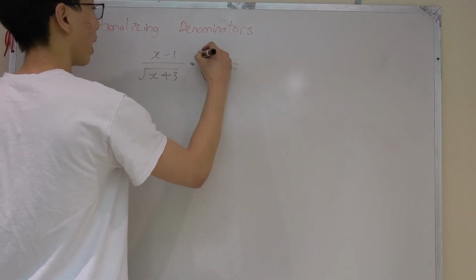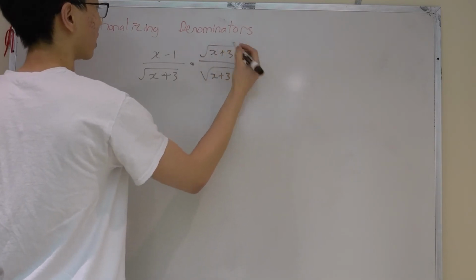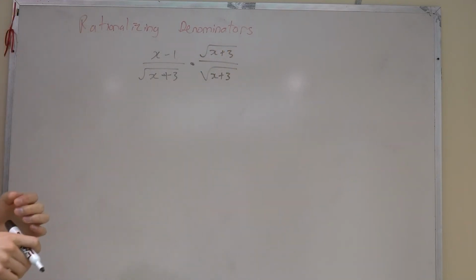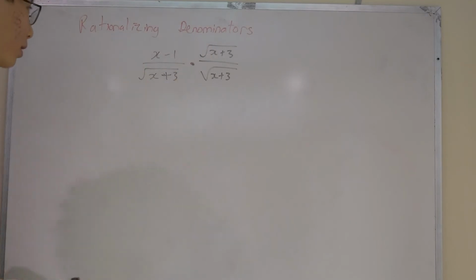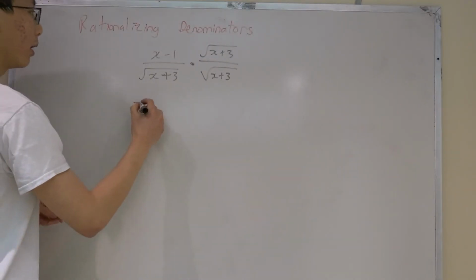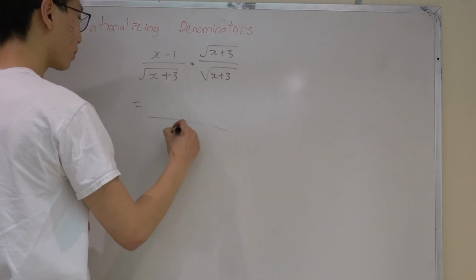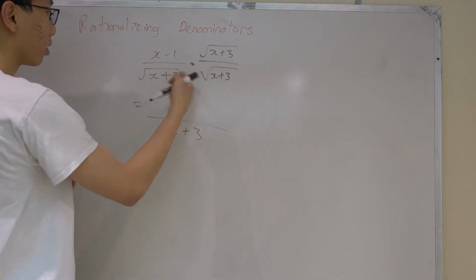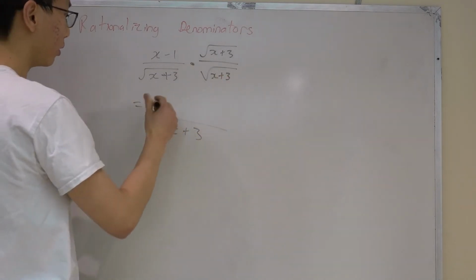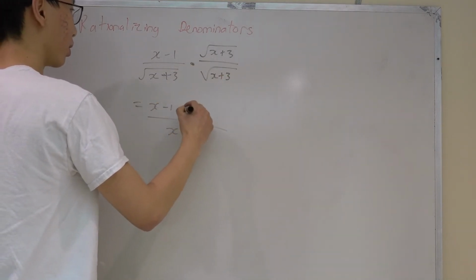Obviously, if we multiply by root x plus 3 over root x plus 3, we'll get rid of the square root. That's just by our simple law that we had earlier. So I multiply these two out. What does it give me? On the bottom, it just gives me x plus 3. And on the top, there's nothing really that you can do, so don't try to do anything. Just go with the flow.